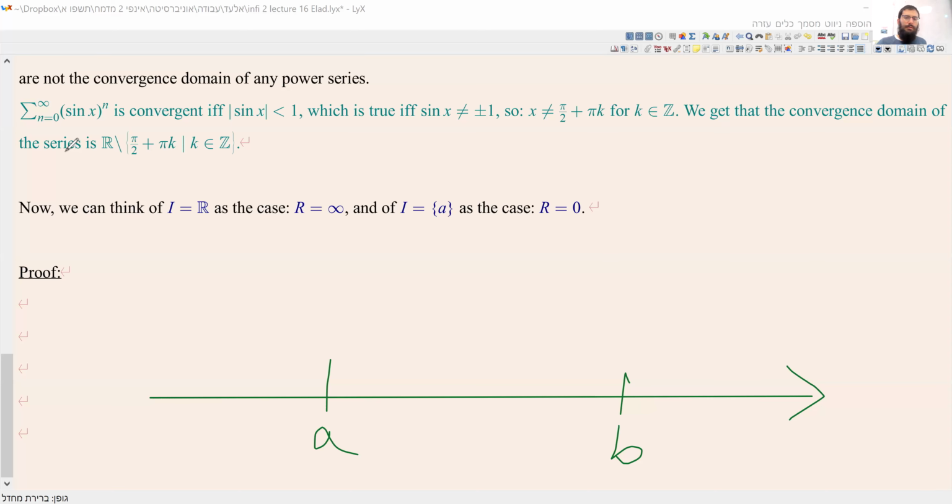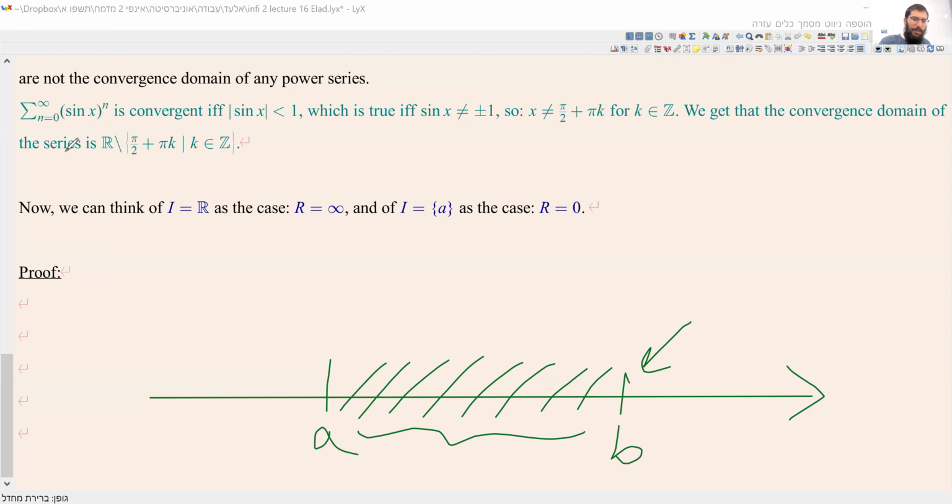What do I mean by interval? I mean, if we know that the series is convergent here at B, it should be convergent in every point between A and B. Moreover, we talk about a symmetric interval around A. So whatever this distance is, you take this distance here as well, and the series should be convergent in these points as well. In other words, that's what we are actually going to prove.